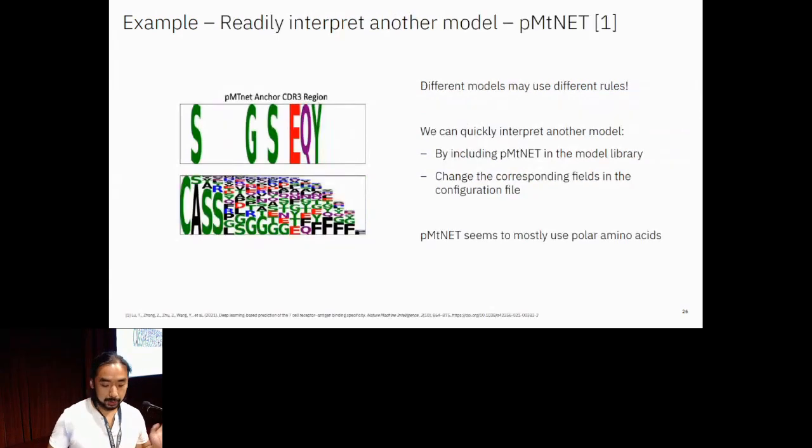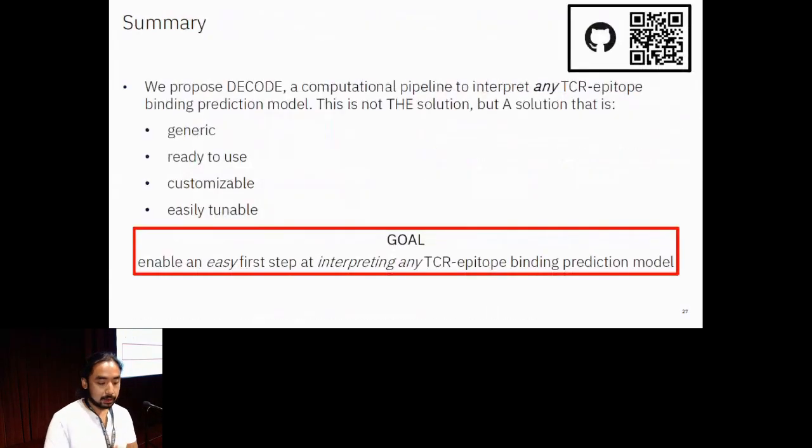And yeah, I'm going to skip this. So yeah, we're at the end of this exciting talk, I would say. To summarize, we're proposing DECODE, a computational pipeline to try to interpret any TCR model. Again, we're not providing the solution, but a solution that tries to be user-oriented, right? So generic, ready to use, customizable, and easily tunable. And again, the goal is really just to enable you, the user, a researcher, to have a first look at what your model, or the model that you're interested in, is doing.